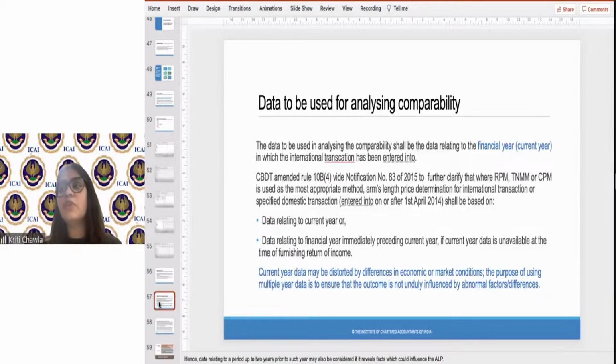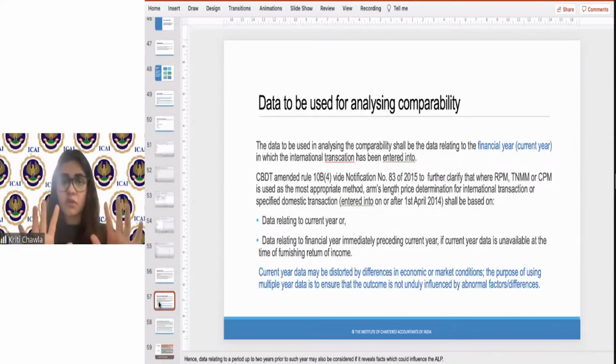But what happened was, if you look at transfer pricing returns, they go in November, and for the other returns, for MCA, you have to put the financials in October, say for example. So there's a lot of discrepancy because this current year information on the comparable companies was not available in the software. So current year data was basically not available. So the CBDT came up with an amendment, and they said that if you entered into a transaction after 1st April 2014, then you can take multiple year data also.